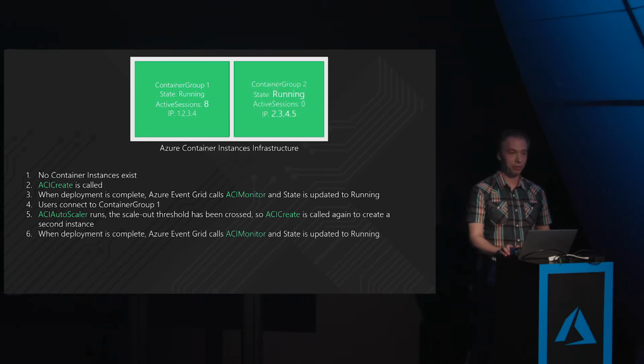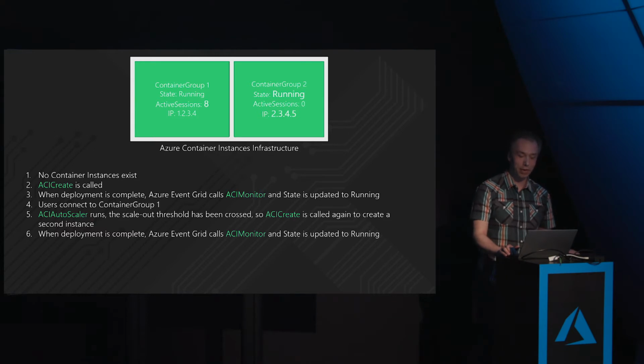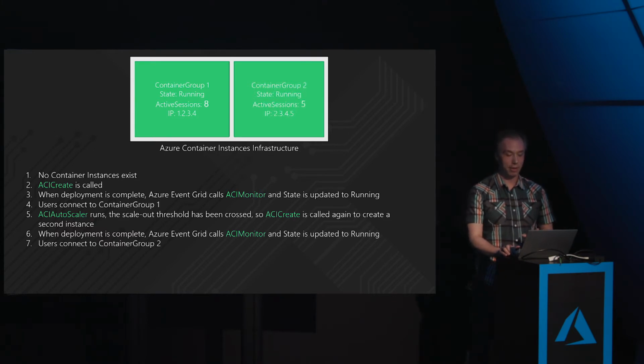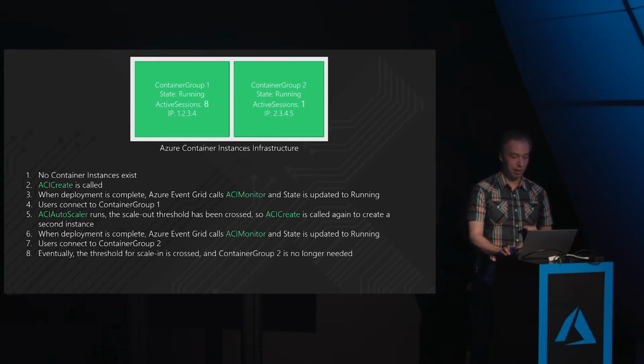When it's done being provisioned, ACI monitor is called by Event Grid. We get our public IP address. It's now running, and people start connecting to that second instance. So now we have two instances of people playing our game. Eventually, players disconnect from that second instance, and we realize now that we don't need the second instance anymore. There's only one person using it. They could go play on container one next time.